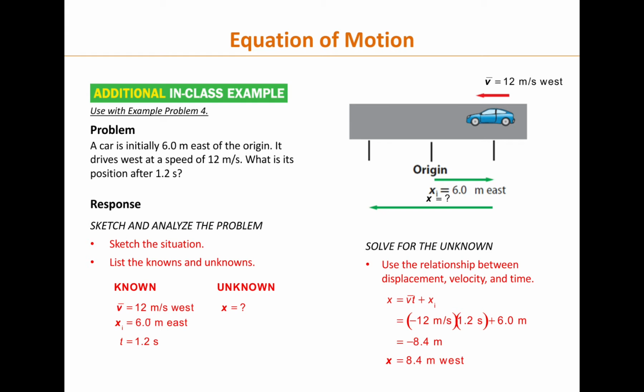In mathematics, in the beginning, we should do the multiplication and after that the addition. So the result of the multiplication here, minus 12 multiplied by 1.2, plus 6 meters, should be minus 8.4 meters. Or we can write it as x equal to 8.4 meters, and the direction is to the west.